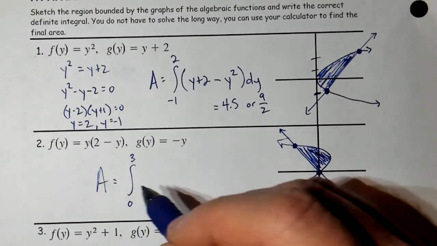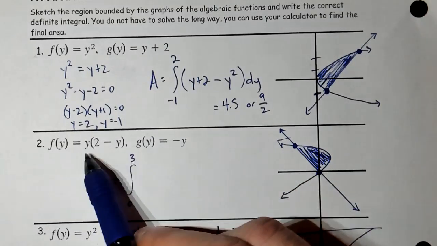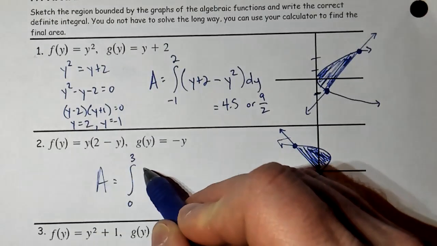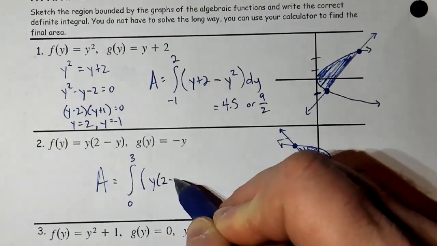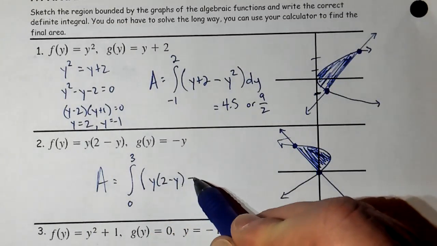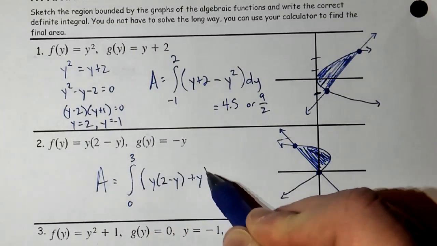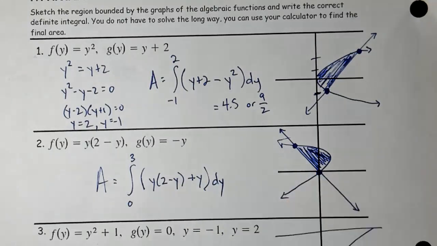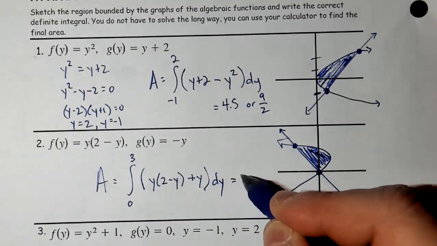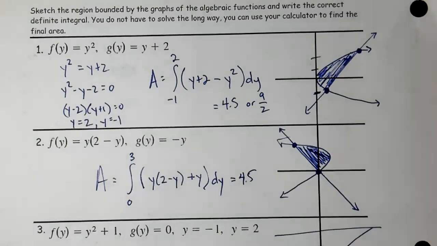Our rightmost is going to be our quadratic looking graph. So it's going to be y times 2 minus y. And then this is going to be minus negative y. So it's really going to be plus y dy. And it actually ends up being 4.5 again.